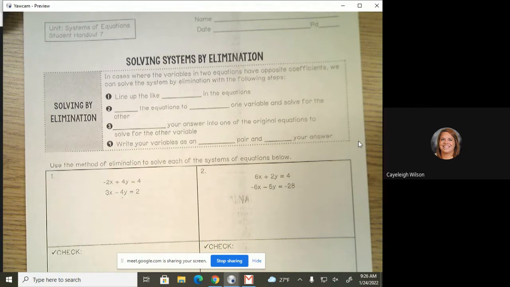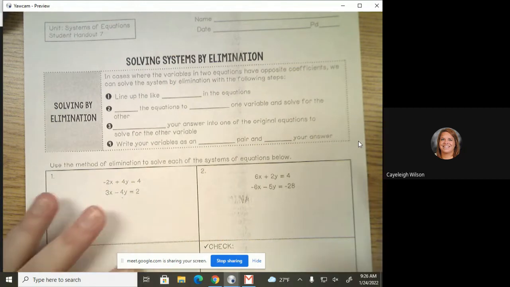You are looking for one of the variables to have the same number but opposite signs. So if you have 2x and -2x, what's 2x plus -2x? 0. What's 7x plus -7x? 0, which is what elimination is. You're going to look for one of them to be the same number but opposite signs.